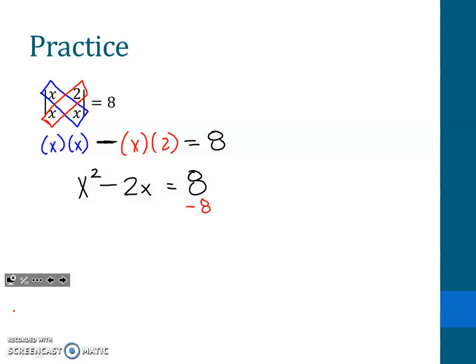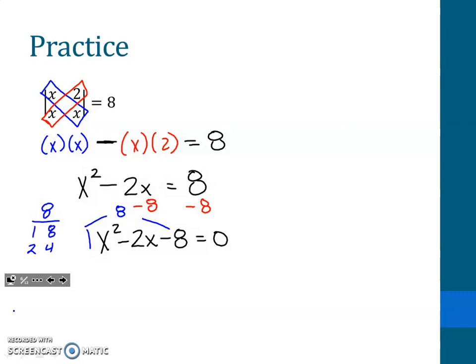So my first step for this is to subtract 8, which gives me an x squared minus 2x minus 8 equals 0. Okay, now this is set up so that I can factor. Remember, there's a 1 out in front. 1 times 8. What is 1 times 8? Well, that gives me 8. I need factors of 8 that will subtract to give me 2. So 2 and 4 would be my factors.